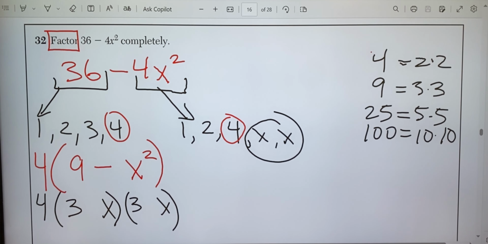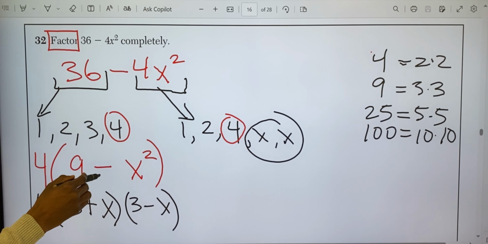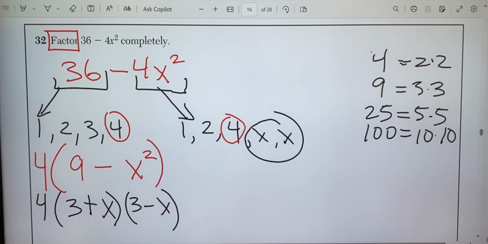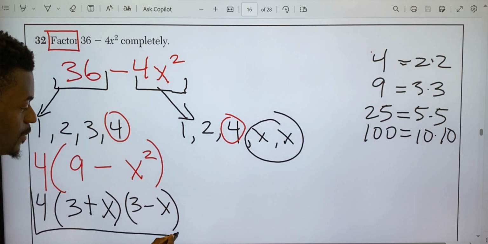The last part is the difference of perfect squares. I'm going to put a plus here and a minus here because we have a negative. But if we had a positive, then it would be plus and another plus. Positive times a negative is going to give us a negative. This is going to be our final answer. That's factor completely.